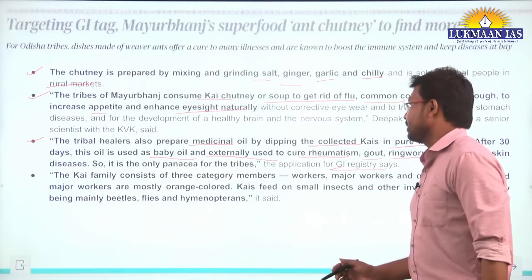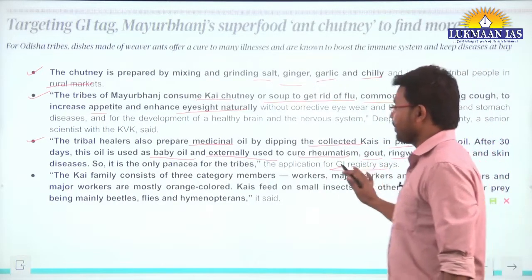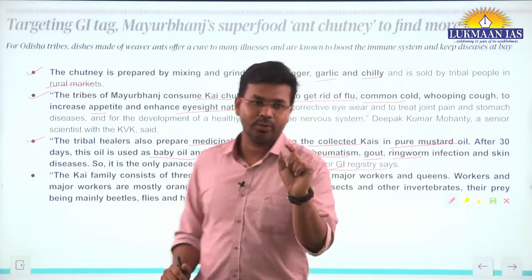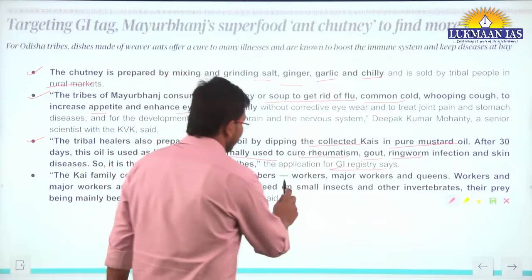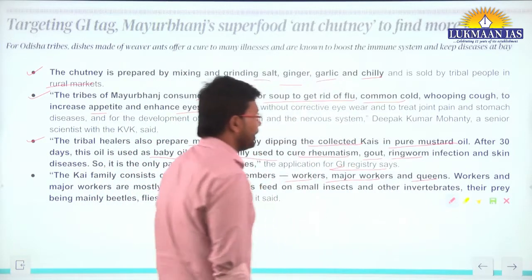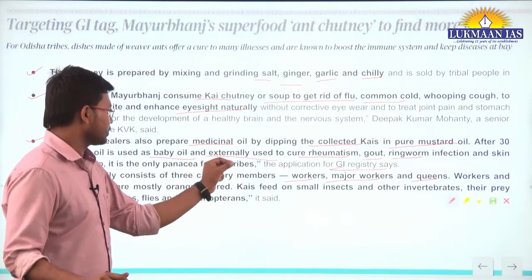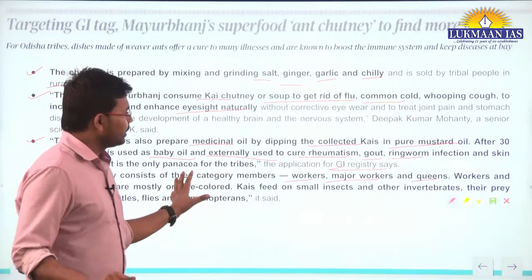This is the thing. So this Kai family means the kind of ants that they have. It has three categories of members: workers, major workers, and queens. Means these are those small insects, right? So this is the thing.